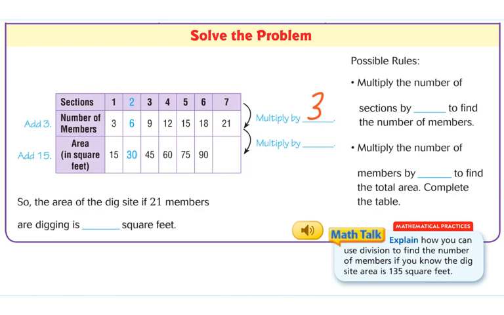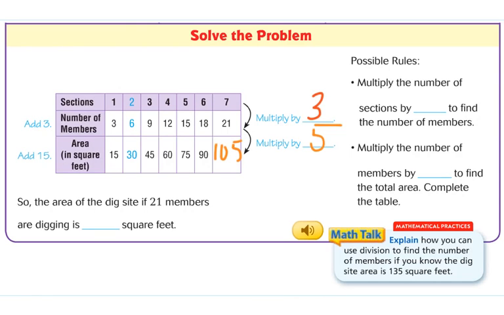So we have 2 times 3 is 6, 3 times 3 is 9, 4 times 3 is 12, 5 times 3 is 15, 6 times 3 is 18, 7 times 3 is 21. Next, we are going to multiply that number by 5. So we have 3 times 5 is 15, 6 times 5 is 30, 9 times 5 is 45, 12 times 5 is 60, 15 times 5 is 75, 18 times 5 is 90, 21 times 5 is 105.